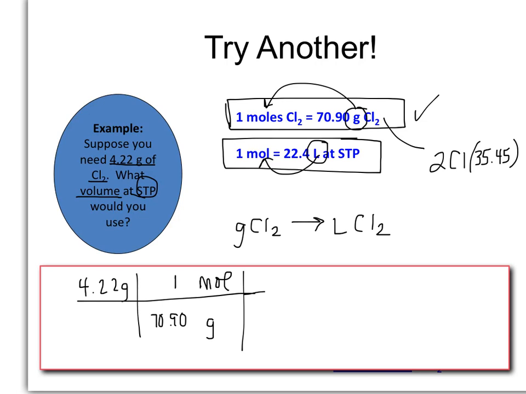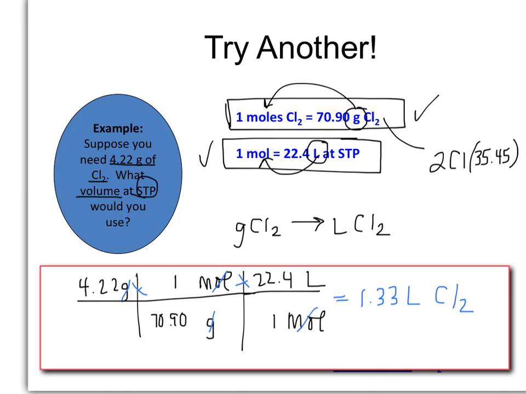I'm then going to convert the moles of chlorine gas to liters of chlorine gas using the second conversion factor. 1 mole equals 22.4 liters. We cross out any units that are the same across the board, and we do the math. 4.22 times 1 times 22.4 divided by 70.90. We end up getting, to 3 sig figs, 1.33 liters of chlorine gas.